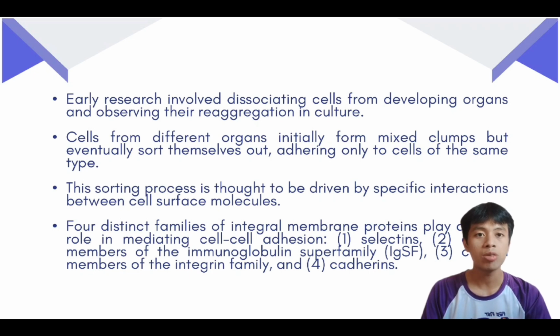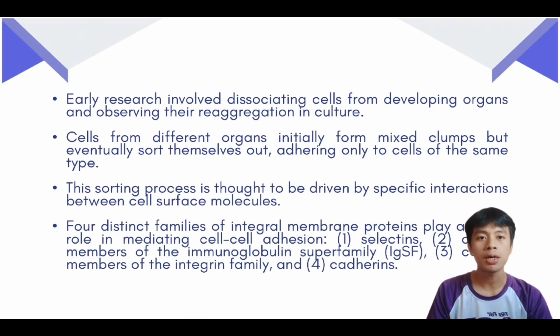Early research involved dissociating cells from developing organs and observing their reaggregation in culture. Cells from different organs initially form mixed clumps, but eventually sort themselves out, adhering only to cells of the same type. This sorting process is thought to be driven by specific interactions between cell surface molecules.